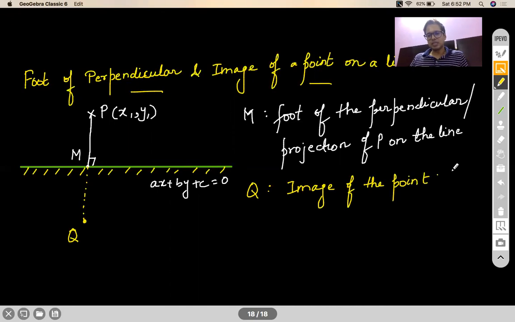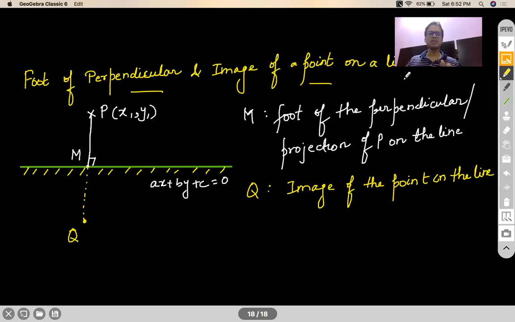Now, this is one of the favorite concepts of your school exams also. They will ask you what is the foot of the perpendicular and what is the image of a point, especially image questions come a lot. So how do we normally deal with this question? A normal approach, that means a school approach, would be, see, you already know this equation, right?